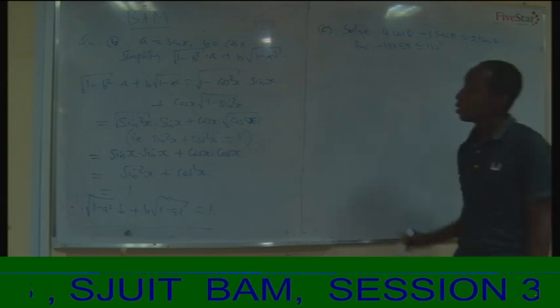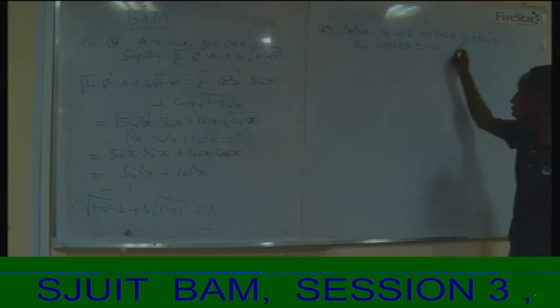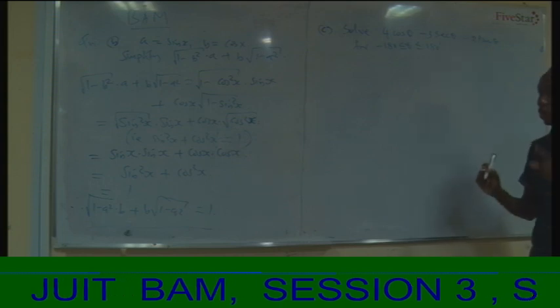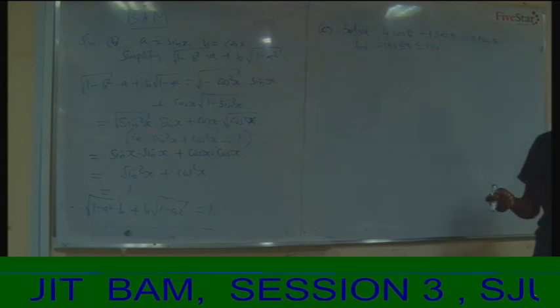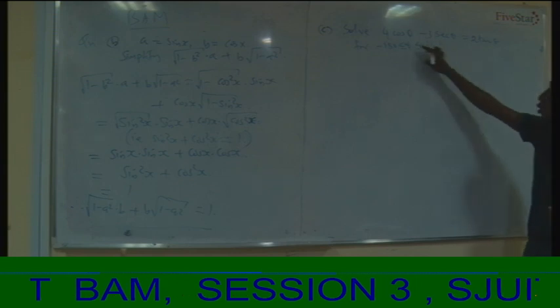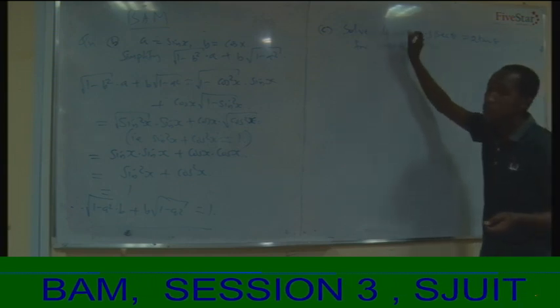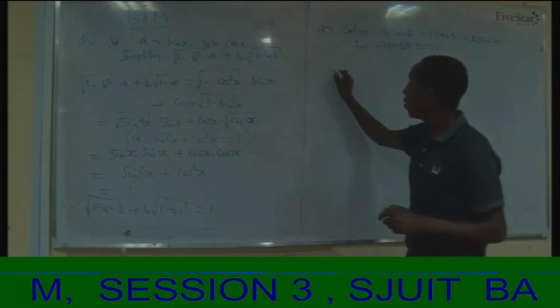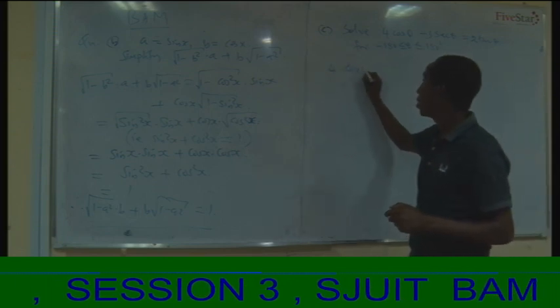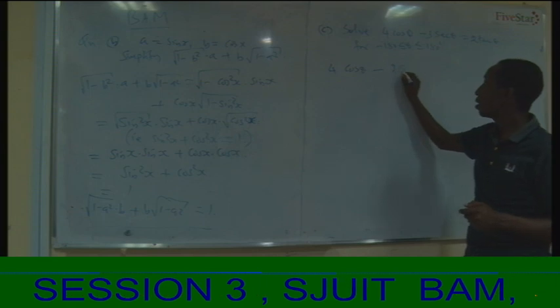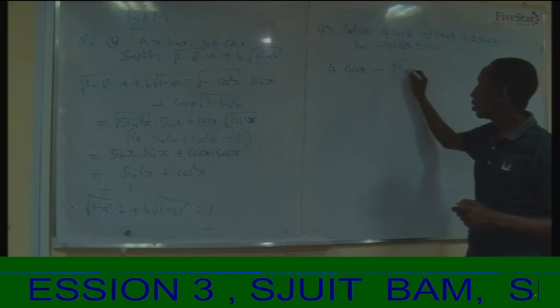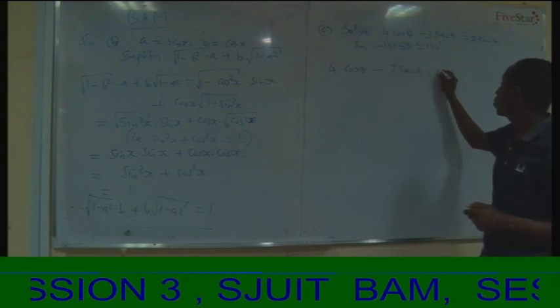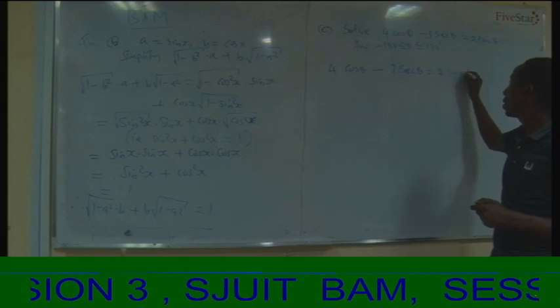This is a trigonometric equation. It's an equation because it has an equal sign connecting two sides, that's the left hand side and the right hand side, and it is called a trigonometric equation because it involves the trig functions. So we have 4 cos theta minus 3 sec theta equals 2 tan theta.